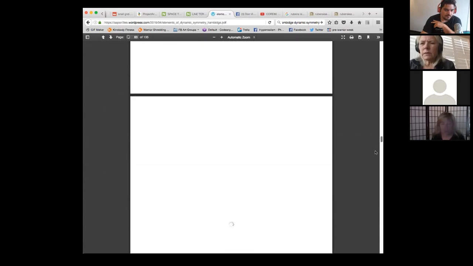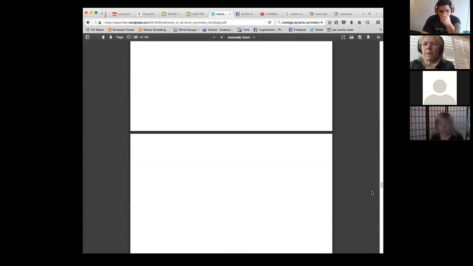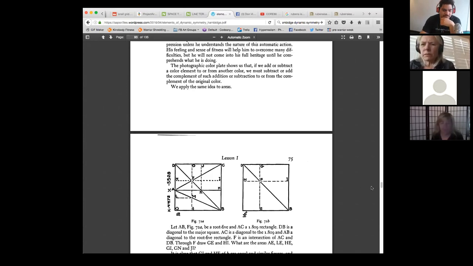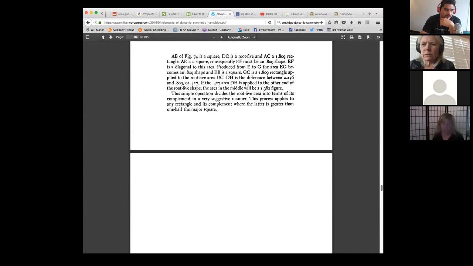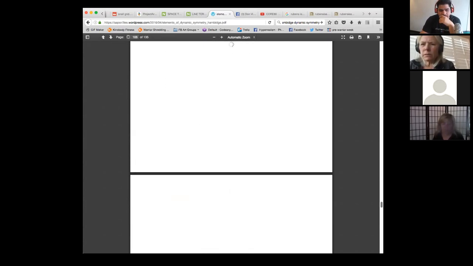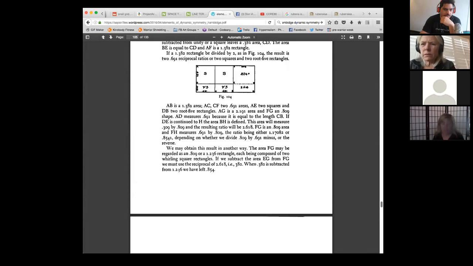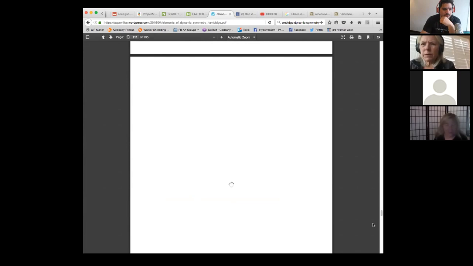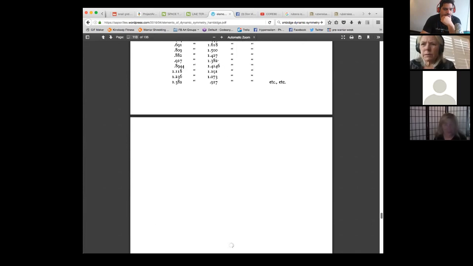But what I wanted to show you is down near the bottom, he starts to play with different strategies of combining rectangles. Let me get down here further. So here, you're doing a square, two root fives on top of each other. I don't know what that is here.